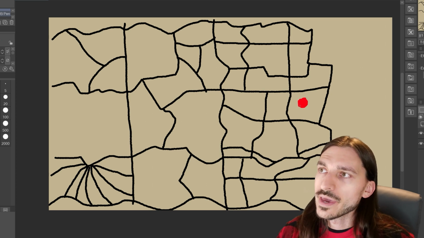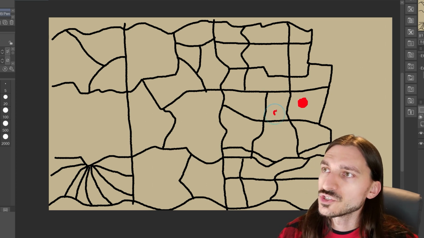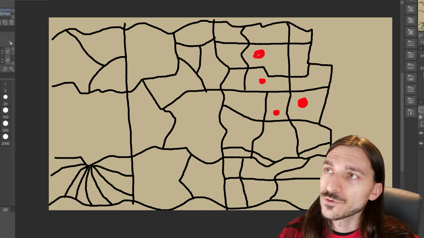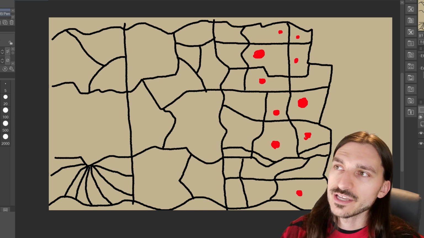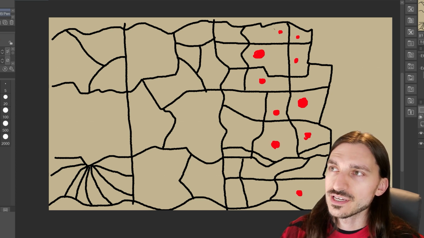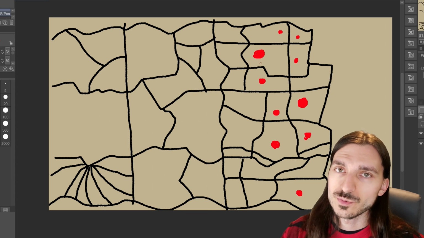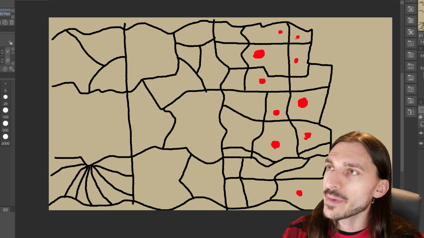So obviously I'm using a paint program now, but you could just as easily use pen and paper. And actually I think that would be the preferred method. I'm just not set up for that at the moment. So you could connect the dots and have paths representing the roads that your adventurers would travel on to get to each of these main places.